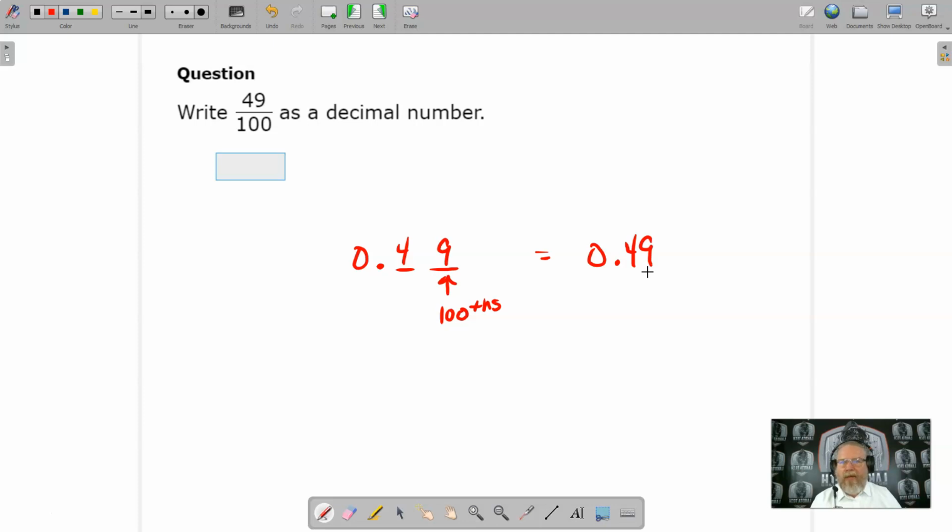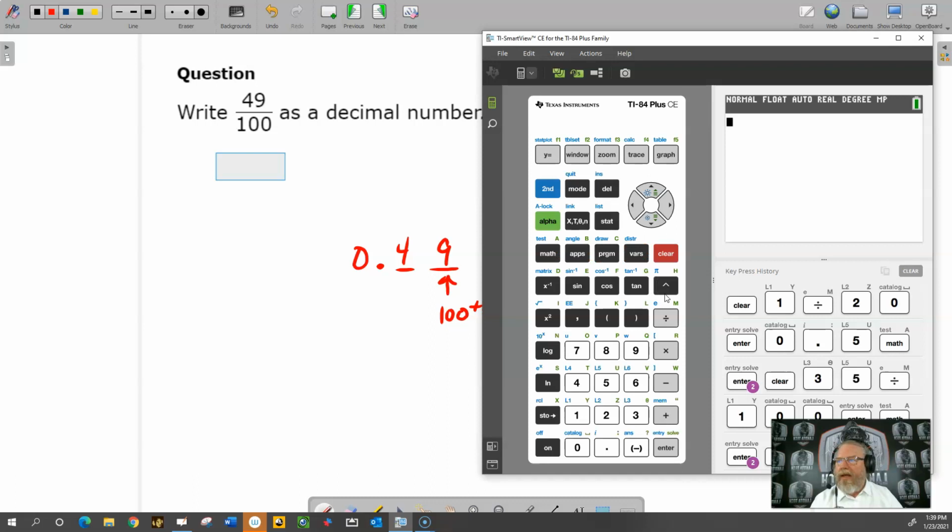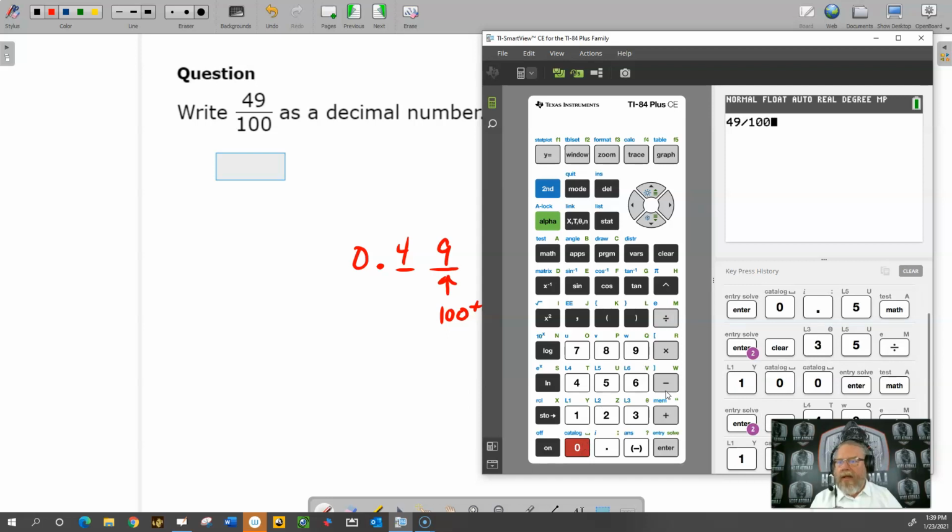And once again, if you wanted to use a calculator on this, we could go ahead and do that. To do so, we would put 49 divided by 100 and hit enter. And you can see here, it's going to give us 0.49.